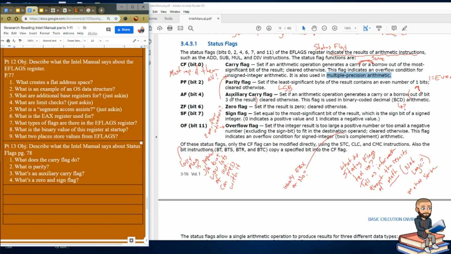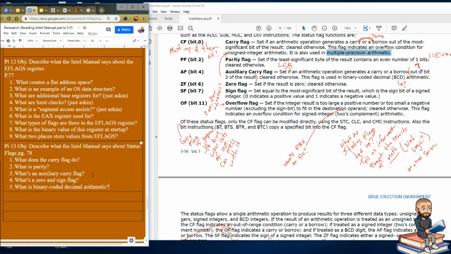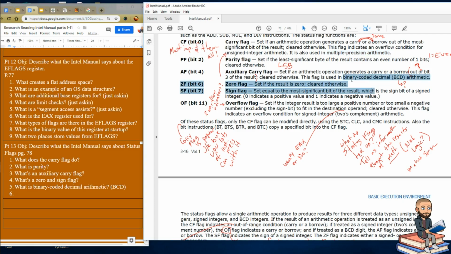Now we have something called the auxiliary flag, and this one is a little confusing to me. It says it is set if an arithmetic operation generates a carry or a borrow out of bit 3 of the result, or else it's cleared. So what is that? A carry or borrow out of bit 3 of the result? That's an auxiliary carry flag, and this is apparently used in binary coded decimal arithmetic. So what is that? It looks like we might find BCD as an acronym out there. Now I promised in these videos I'll just stick with the manual instead of going on field trips to find that out. So let's keep it moving here.